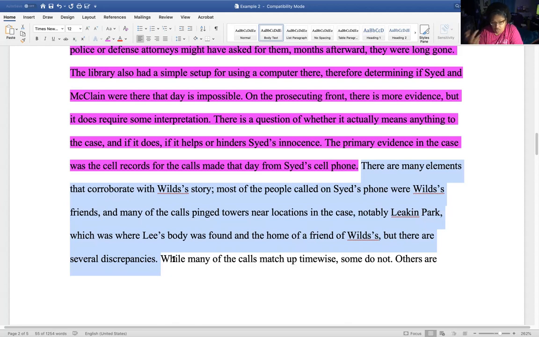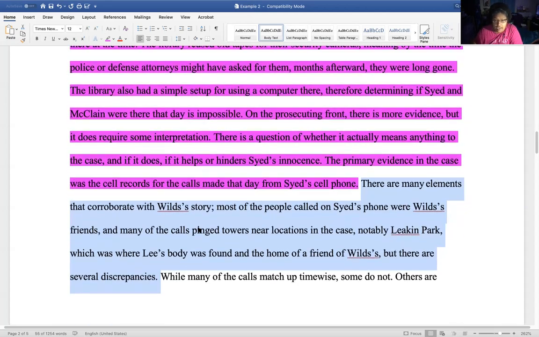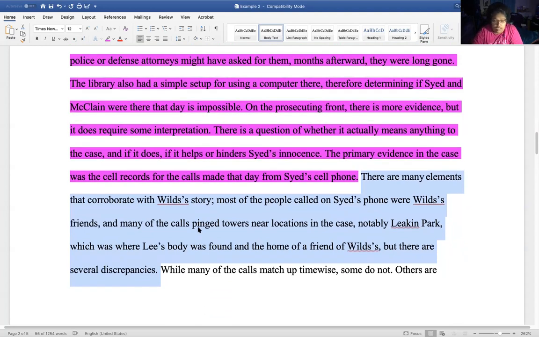And I would have said, although, what did she say about McLean? Although there's lack of evidence with McLean, there are also several discrepancies with Wilds' story, right? At this point, she's actually comparing in this sentence, right? So there is a transitional phrase, it's just long, and it's at the end.